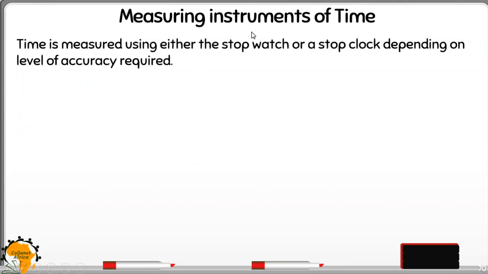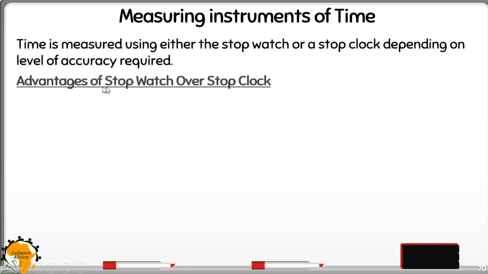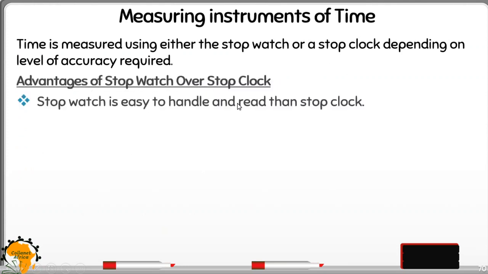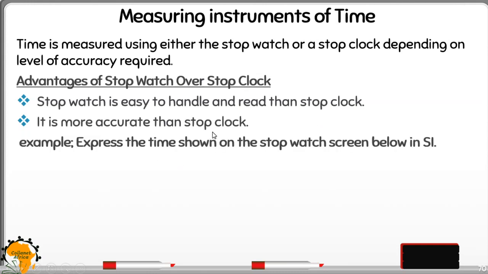We move to measuring instruments of time. Time can be measured using a stopwatch or a stop clock, and this depends on the accuracy required. Advantages of stopwatch over stop clock. 1. Stopwatch is easy to handle and read than stop clock. Number 2, it is more accurate than stop clock.